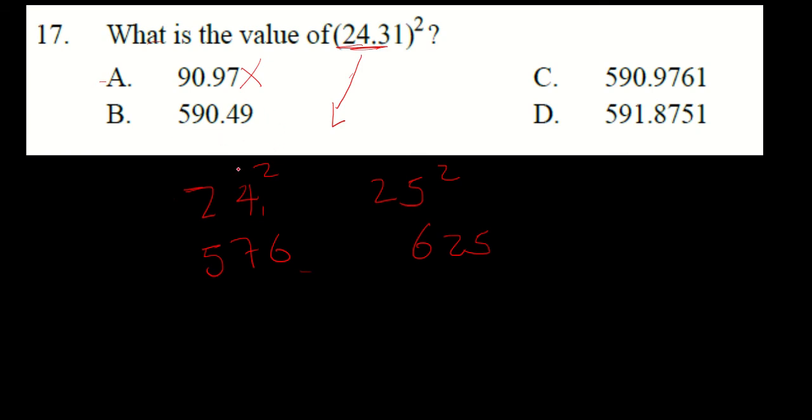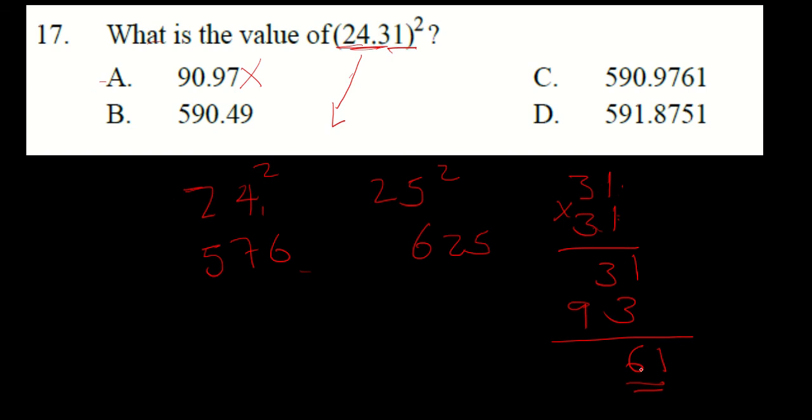Okay, we have three choices. How to get it systematically to save time? Take the last two digits and multiply them, and observe the pattern. 31 times 31. When you multiply, 1 times 1 is 1, and 1 times 3 is 3. Again 3 times 1 is 3 and 3 times 3 is 9. Then when you add, the last digits are 61. The answer must end with 61. Where is it? It's here. So the answer will be C. Systematically. Otherwise, if you try to multiply, look, 24.31 multiplied with 24.